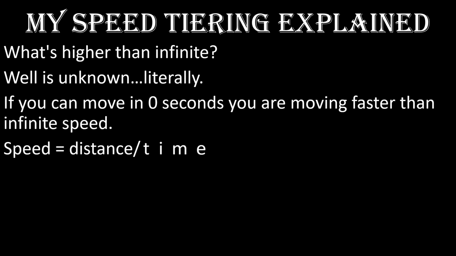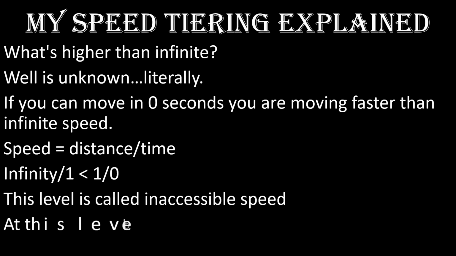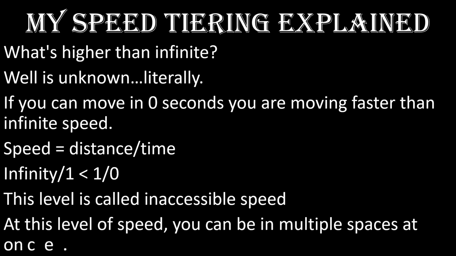Speed equals distance divided by time. Infinity divided by 1 is less than 1 divided by 0. This level of speed is called inaccessible speed. At this level of speed, you can be in multiple spaces at once.